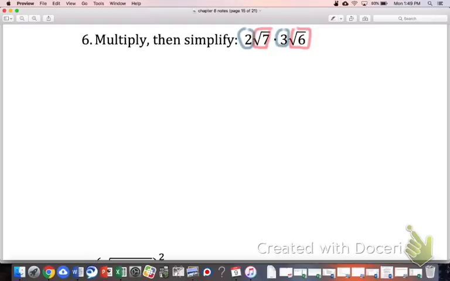So what I can do is multiply numbers that are non-radicals together. So I can multiply the 2 and the 3. 2 times 3 is 6. And root 7 times root 6 would be the square root of 42. So you see how I multiplied the non-radical numbers together, and I multiplied the radicals together as well? Our final step here would be to break the 42 down and see if it can be simplified.